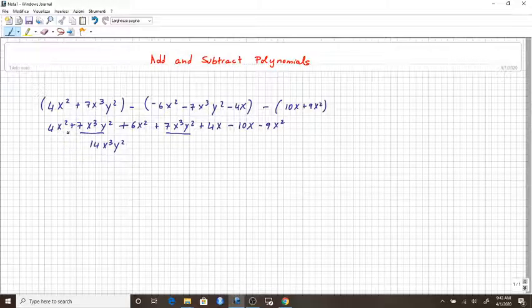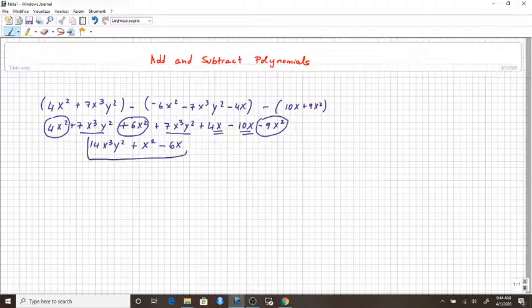And then we have a 4x squared that goes with a 6x squared and can be combined with a negative 9x squared. 4 plus 6 is 10, 10 minus 9 is 1, so we just end up with 1x squared, or just x squared. And then finally we have 4x minus 10x, which is equal to negative 6x. So this is the simplified expression.